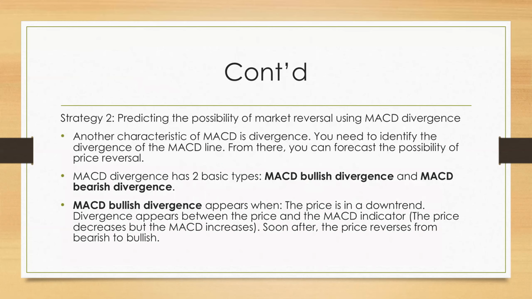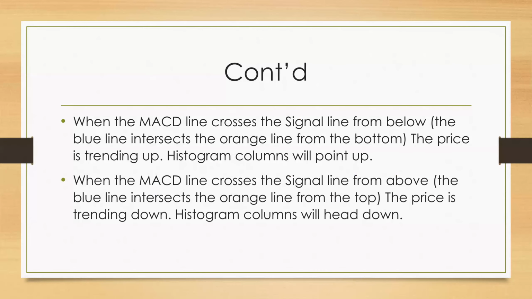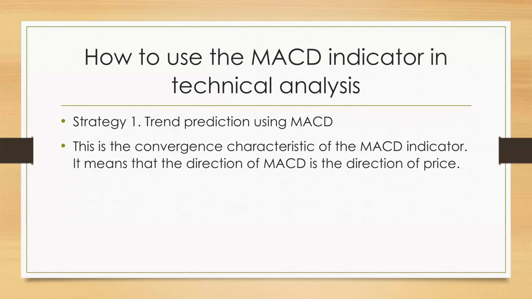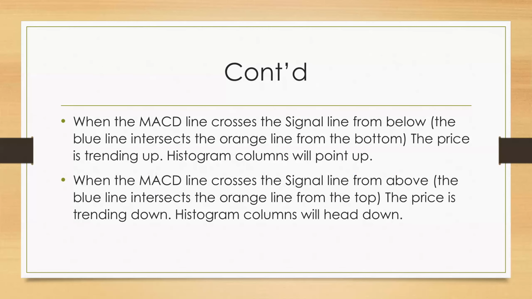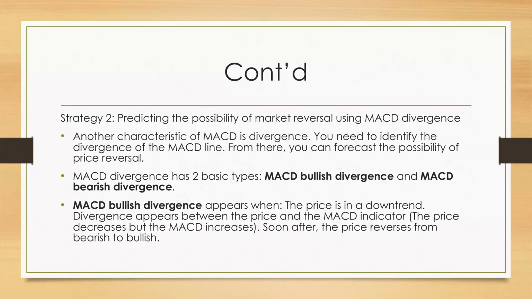Good. Strategy 2, predicting. So strategy 1 was predicting the trend using the MACD, right? And now we come with strategy 2, predicting the possibility of market reversal using MACD divergence. I want to stress on that. Our first one was identifying the trend. And we want to identify the trend using convergence. That means when the price is going up, MACD is going up. When the price is going down, MACD is going down. This is us identifying and sticking with the trend.